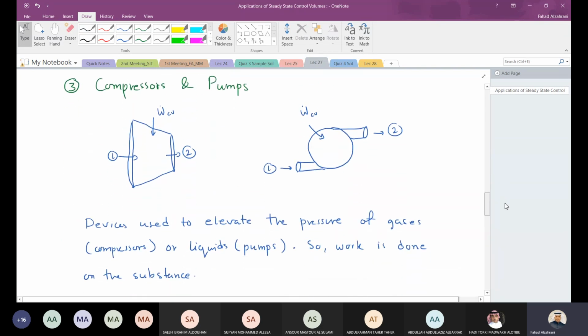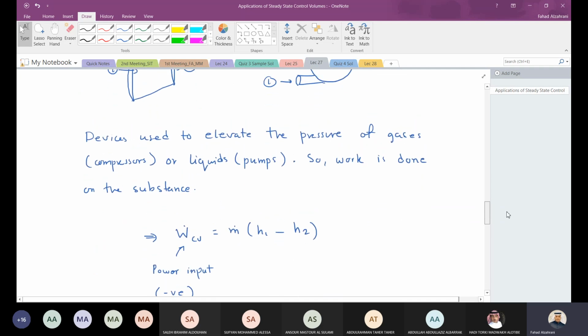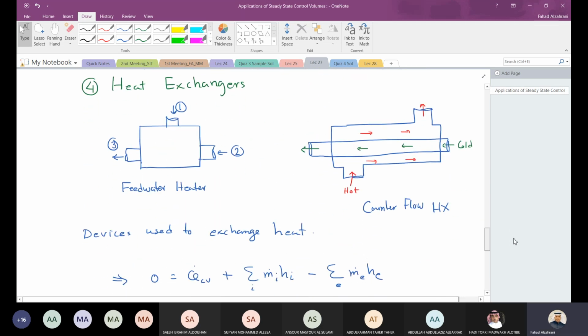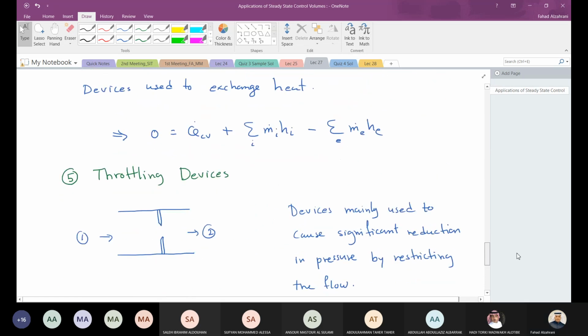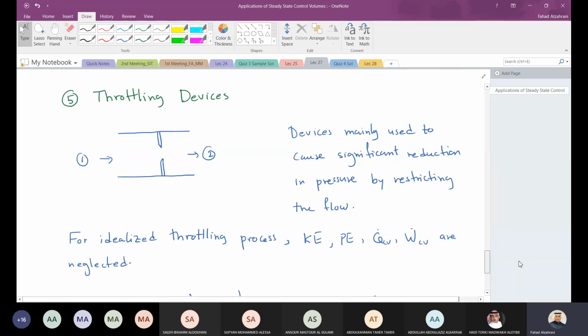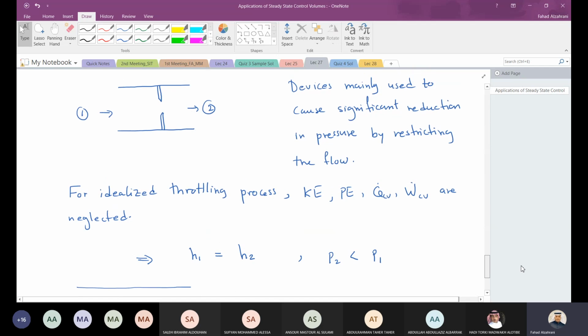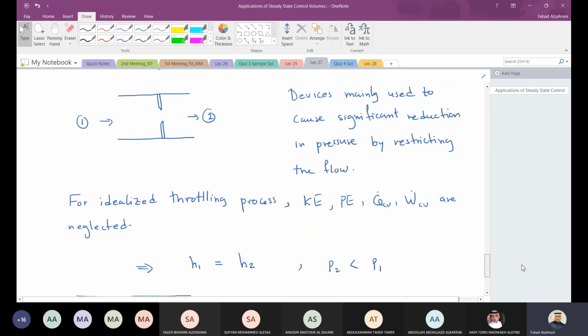We looked at the compressors and pumps, and we saw what is the required power input in order to elevate the pressure of gases or liquids. We looked at the heat exchangers, and we saw the heat transfer is important in this case. And we looked also at the throttling devices, where we restrict the flow in order to significantly reduce the pressure. And we saw that the enthalpy at the inlet equals the enthalpy at the exit for idealized throttling process.